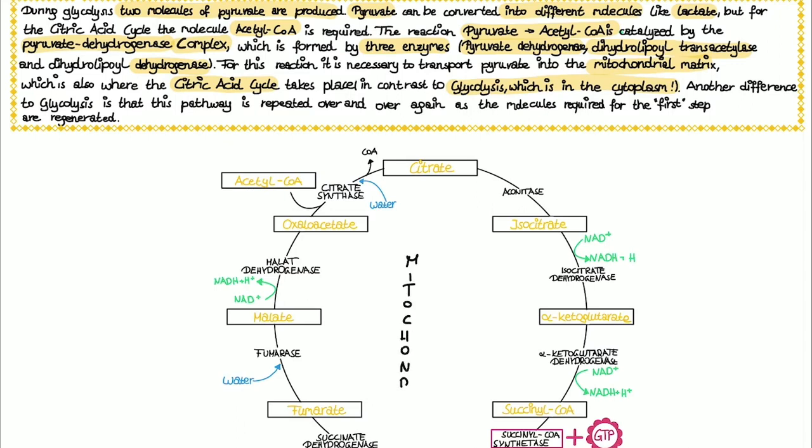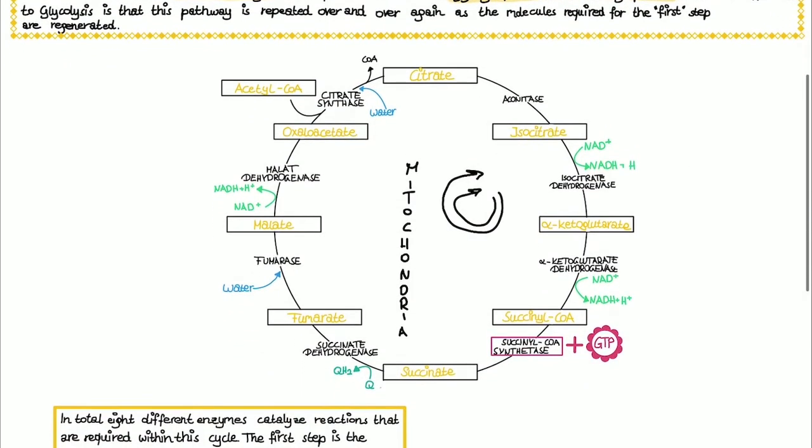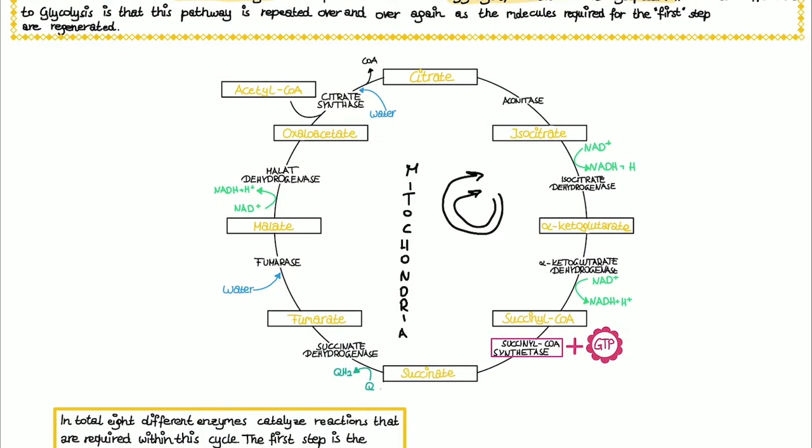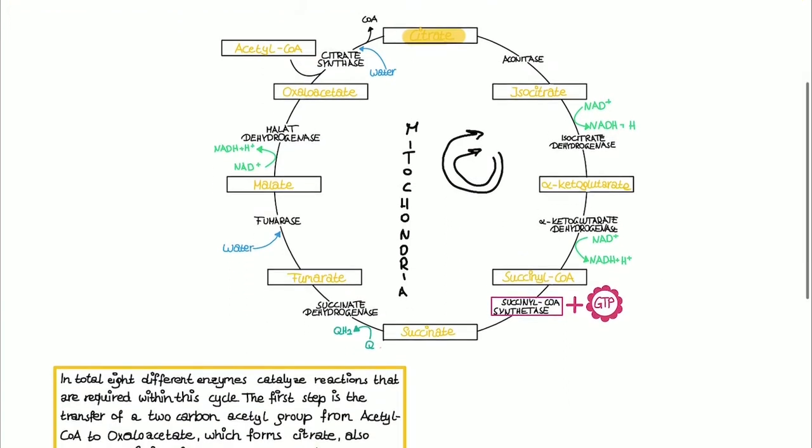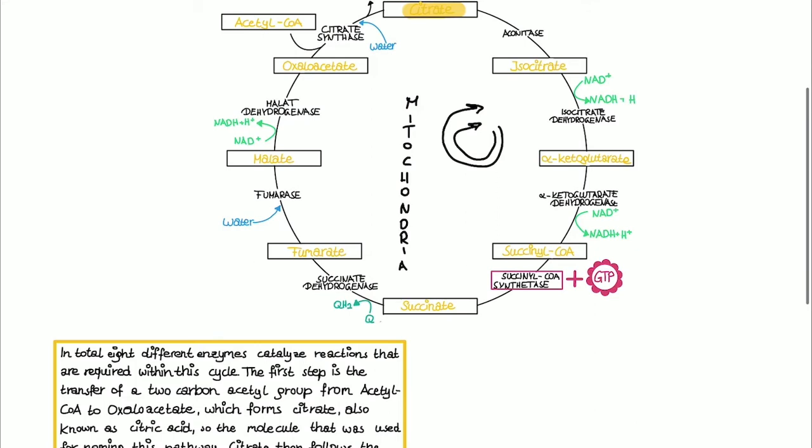Another difference between glycolysis and the citric acid cycle is, as the name suggests, as it's a cycle, we can repeat this pathway over and over again as the reactions itself regenerate the molecules that are required for the first reaction. And actually here there's nothing like a first reaction because it's a cycle. But let's stick with this. In total, we've got 8 different enzymes that catalyze the reactions.